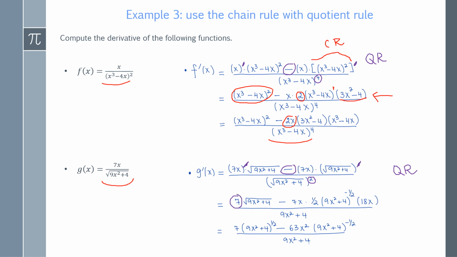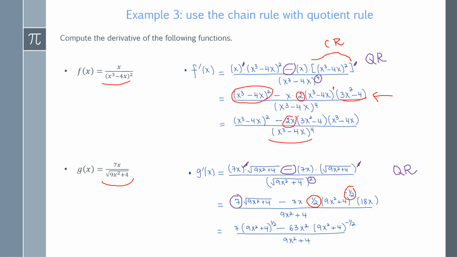The derivative of the square root of 9x squared plus 4. So that's where we apply the chain rule, right? So that would be 1/2 times 9x squared plus 4 raised to the negative 1/2. Okay, so that's me applying the power rule first.